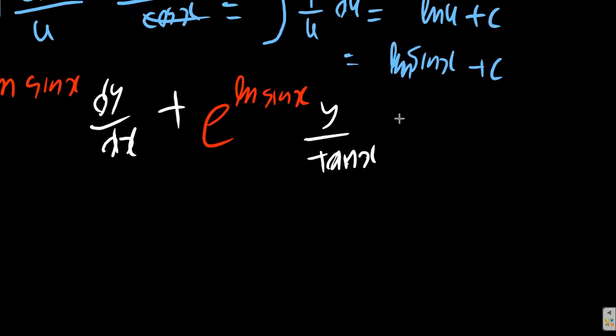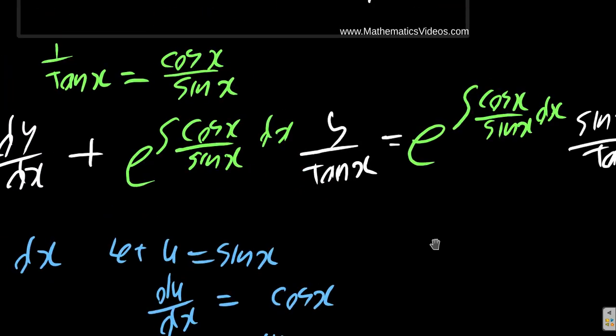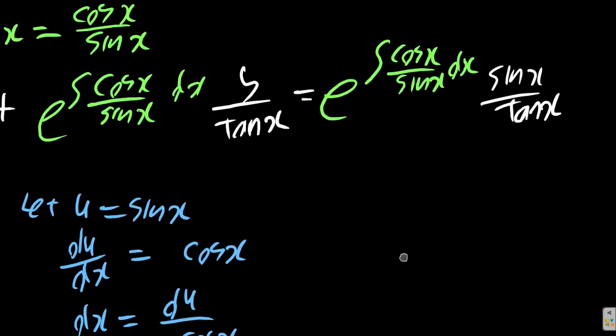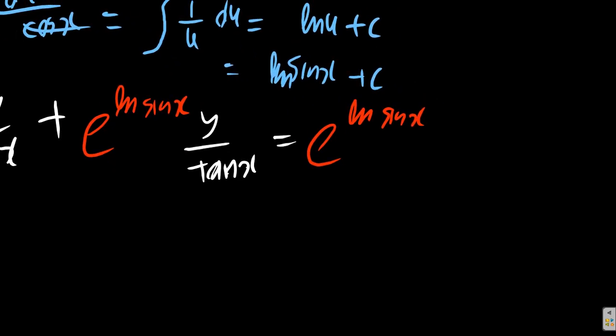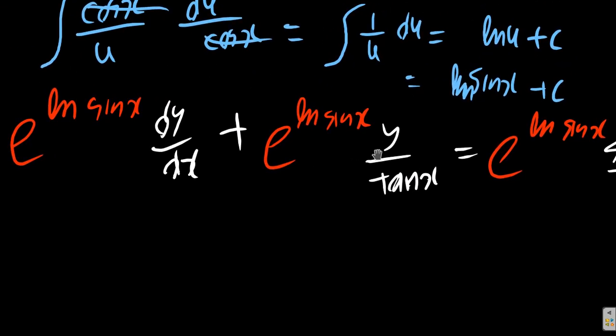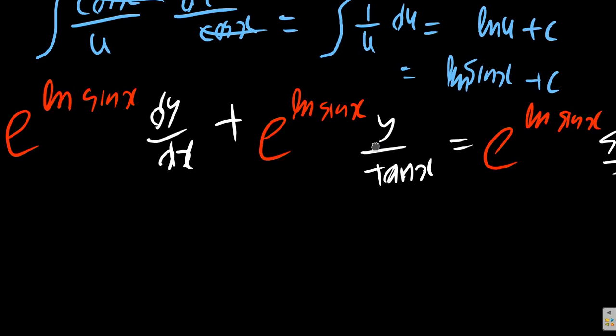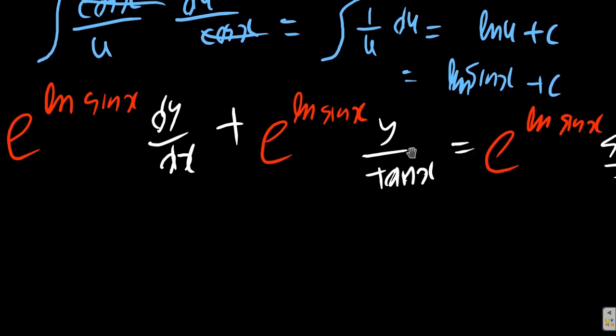So it equals e to the ln sin x times sin x over tan x. Okay, good. Now, let us consider this now.